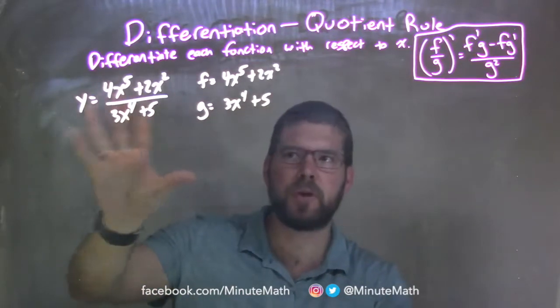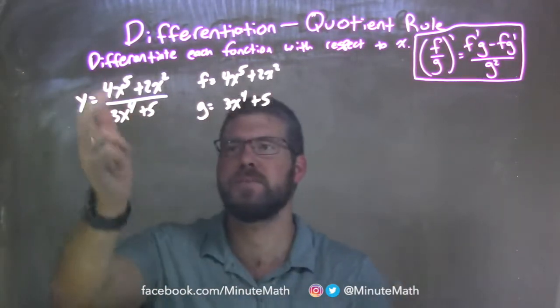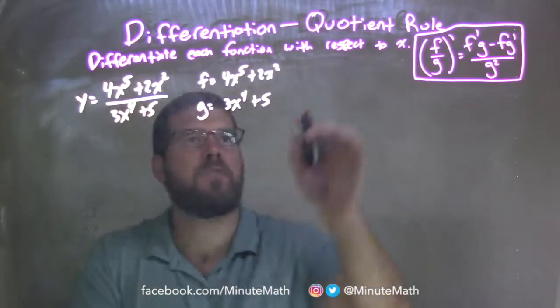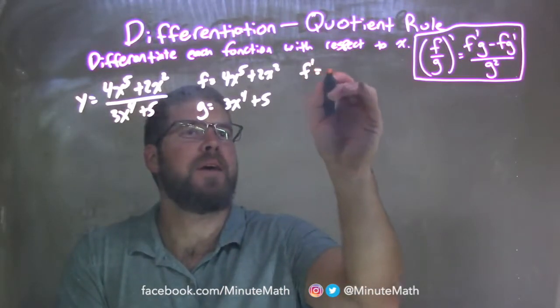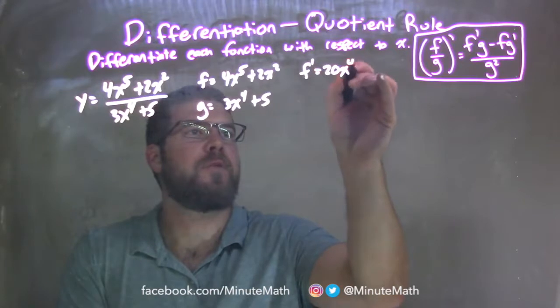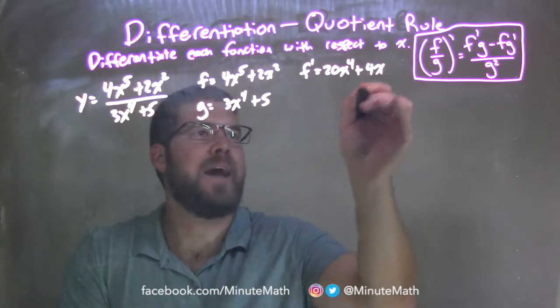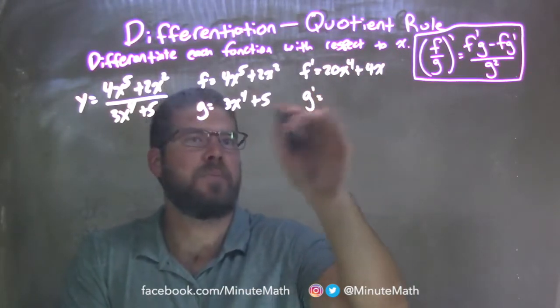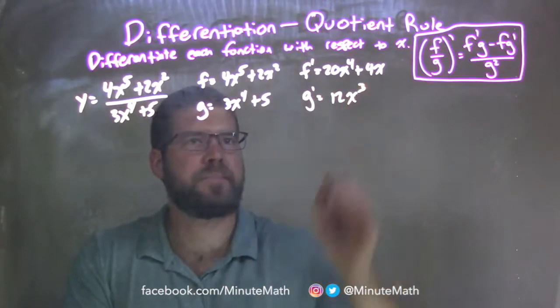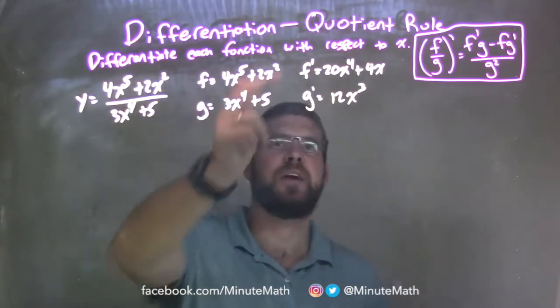I can see that I could apply the quotient rule here. I have two functions being divided as part of one big function. So let's go find f prime. F prime is equal to 20x to the 4th plus 4x, and g prime comes out to be just 12x to the 3rd. So now I have f prime, g prime.